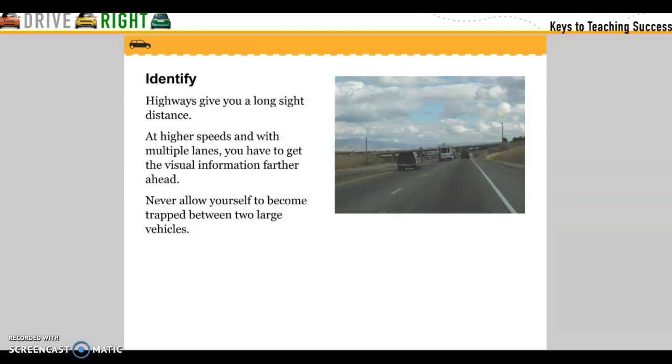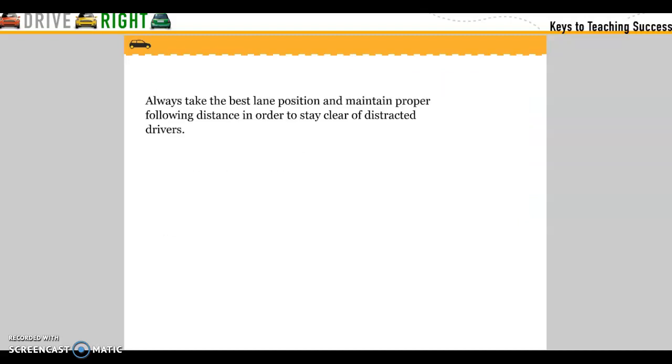Identify. Highways give you a long sight distance. At high speeds with multiple lanes, you have to get the visual information further ahead. Never allow yourself to become trapped between two large vehicles. Always take the best lane position and maintain proper following distance in order to stay clear of distracted drivers.